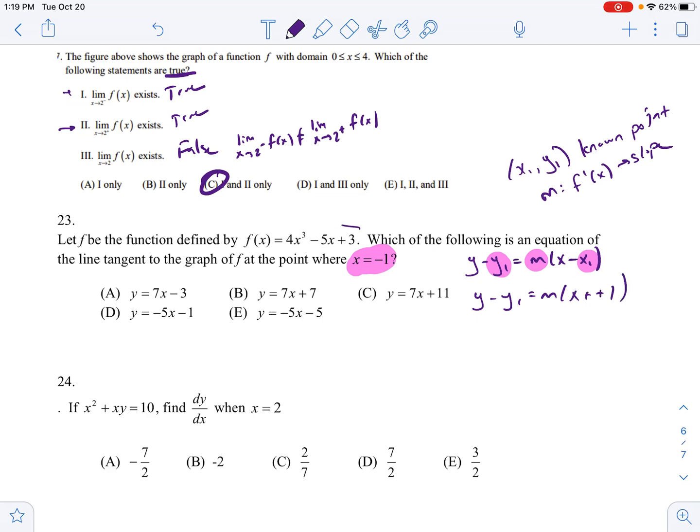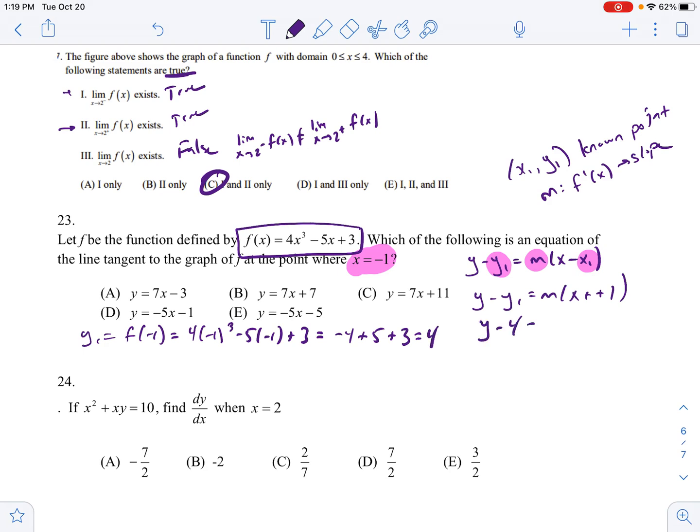To get the y1 value, it's just the y value when x is -1. So I'll look at f of -1 to get the y1 value. And I'm getting 4.